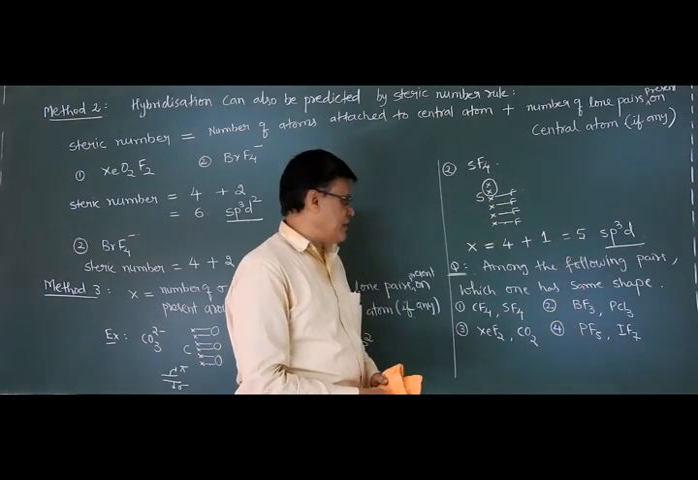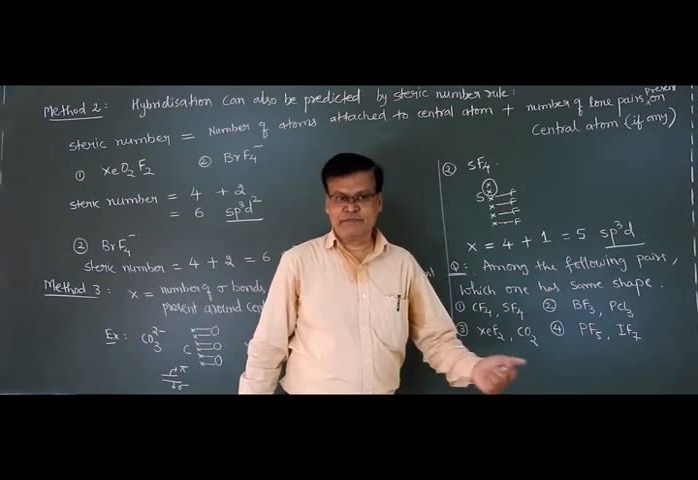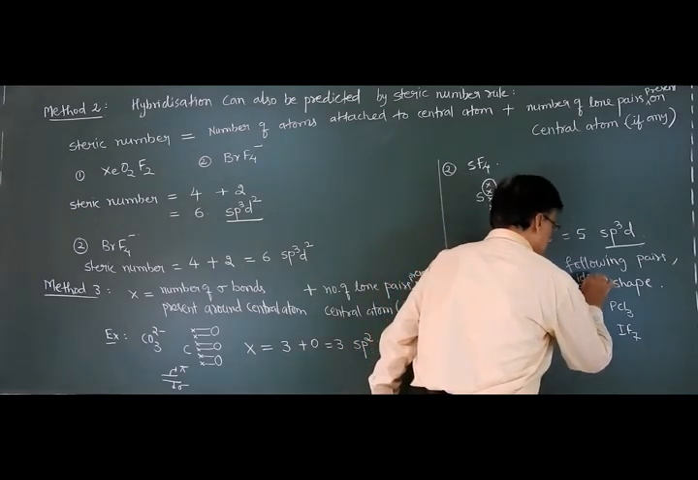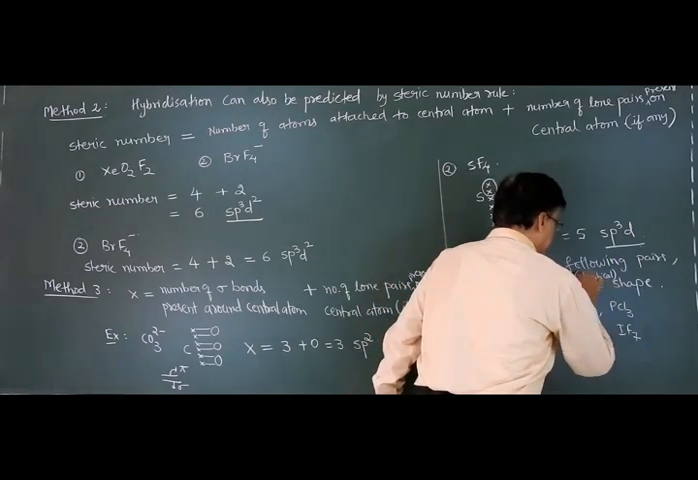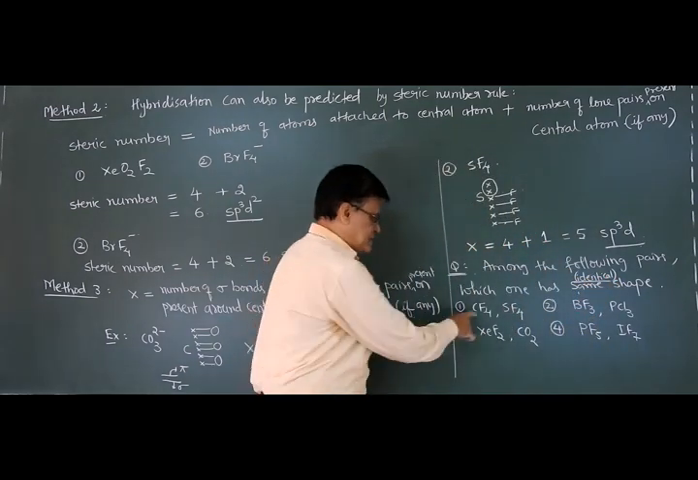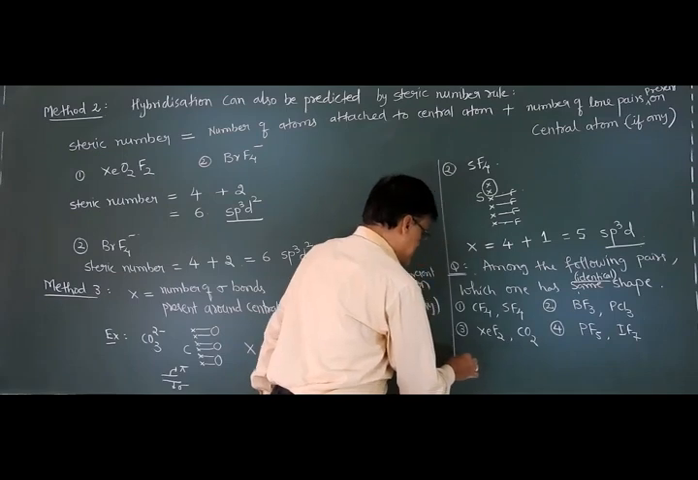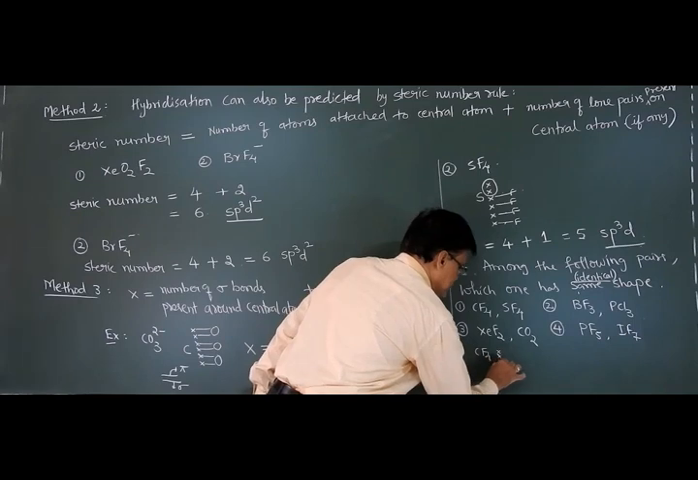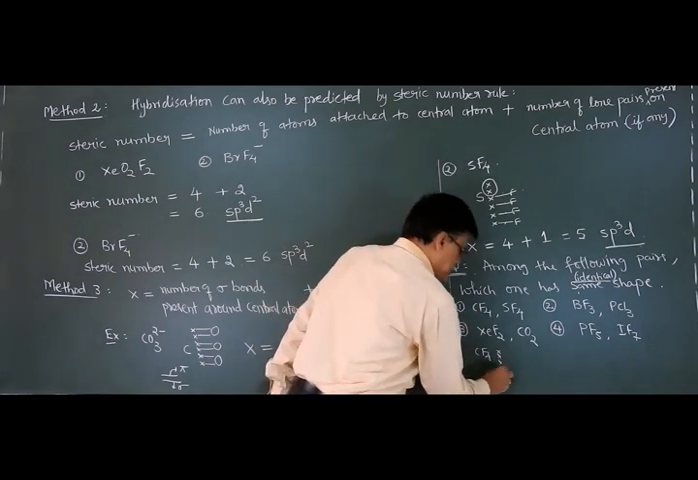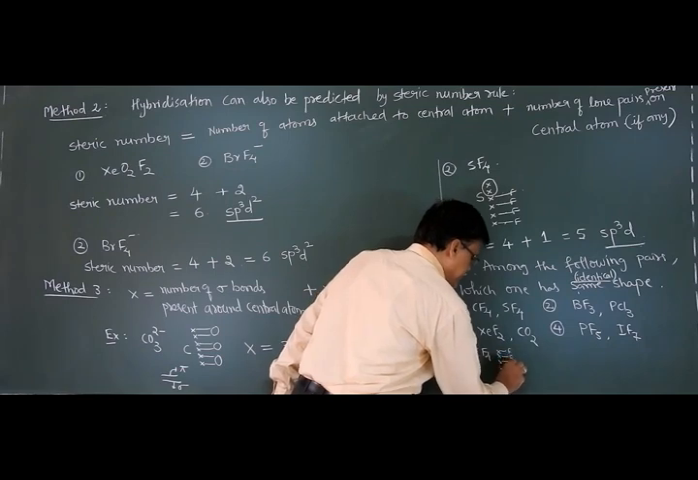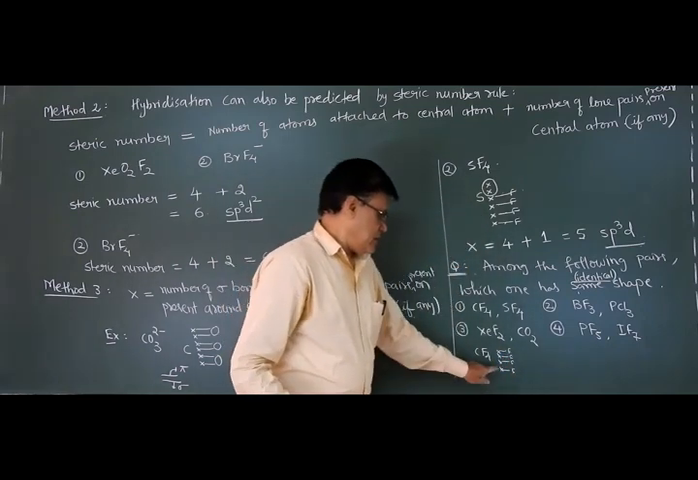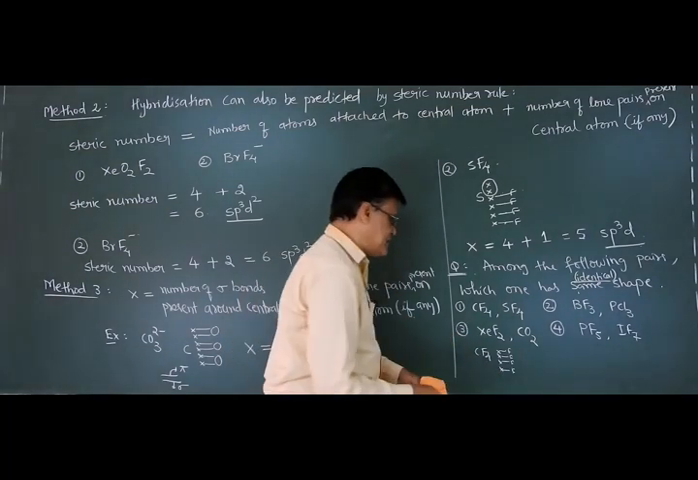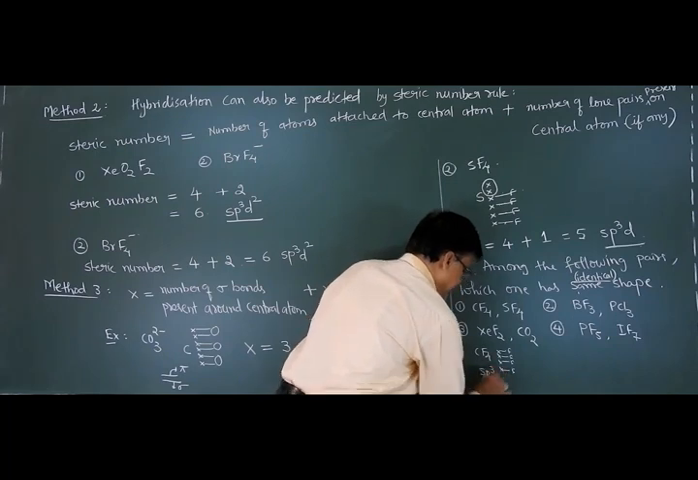Among the following pairs, which one has identical shapes or same shape? You can write identical also. First one, CF4. Carbon has 4 electrons, 4 bonds. 4 plus 0 means 4, and 4 means sp3 hybridization. Here sp3 hybridization.